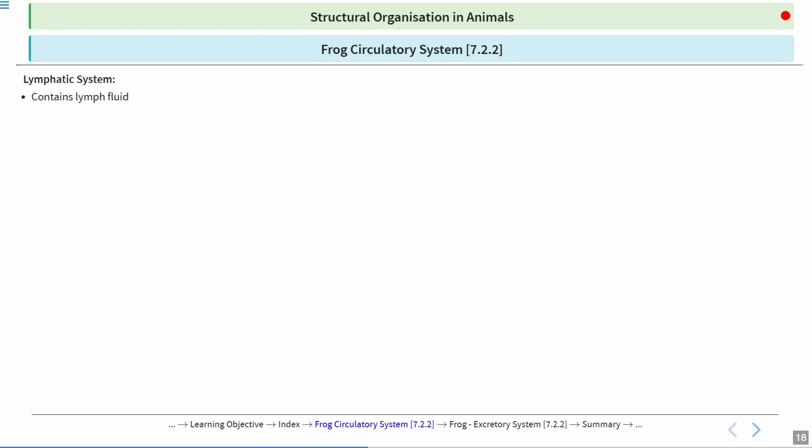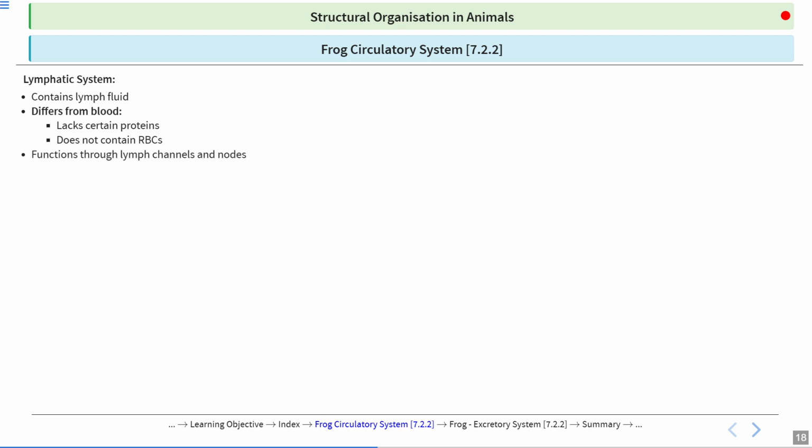Now there is another part of the vascular system in the frog, that is the lymphatic system. It contains lymph fluid. This is another type of liquid apart from the blood. What is the difference between the blood and the lymph? Lymph lacks certain proteins that are present in blood. It does not contain RBC. RBCs are not there, so the lymph is colorless. It is not red in color because the blood becomes red due to the presence of RBC only.